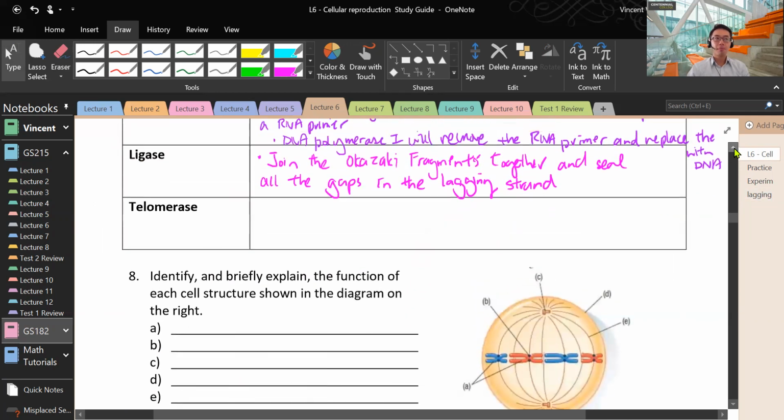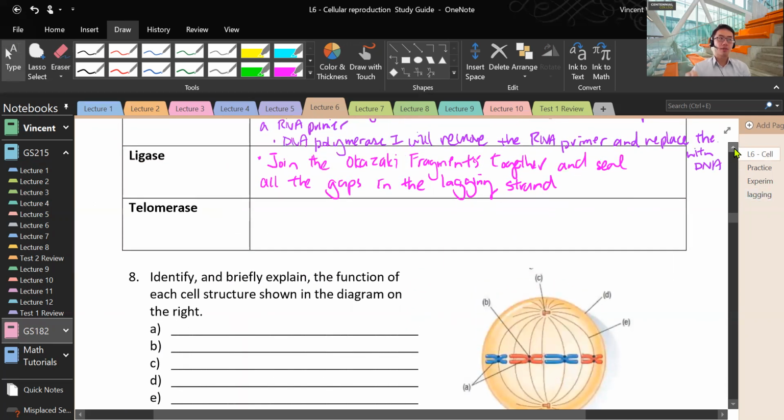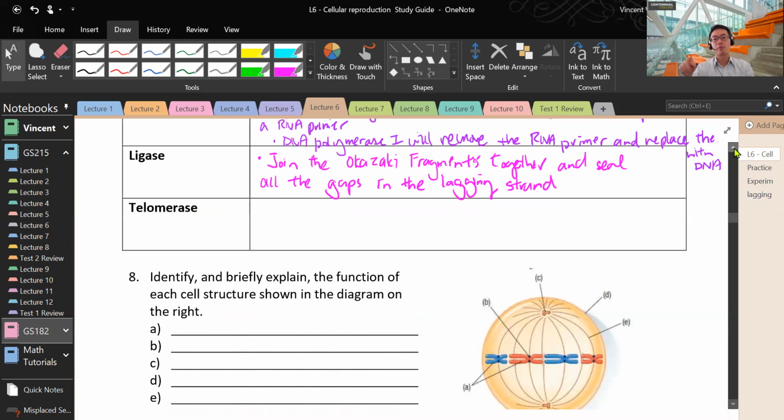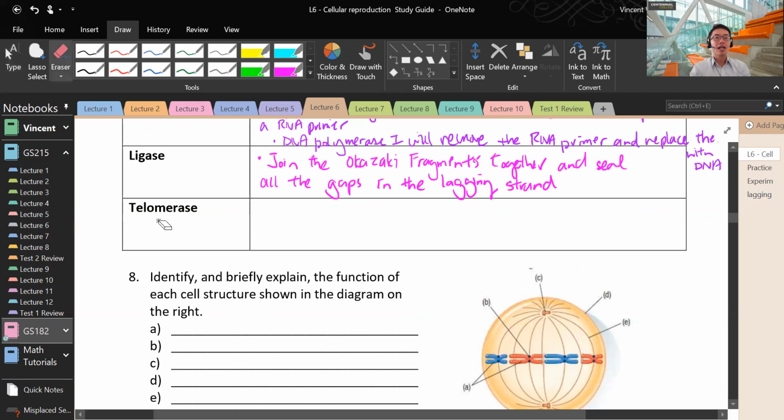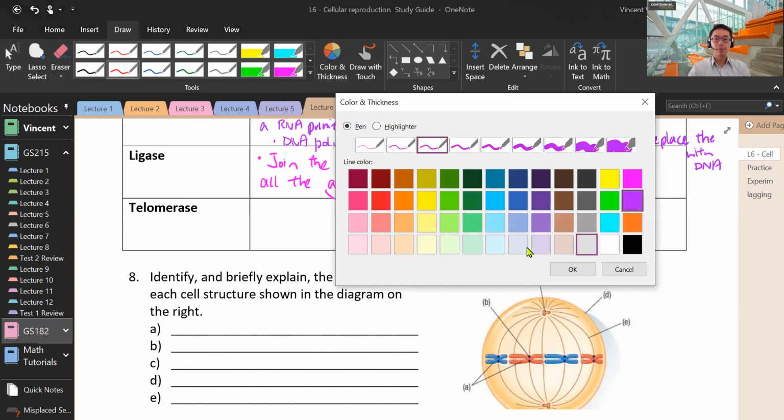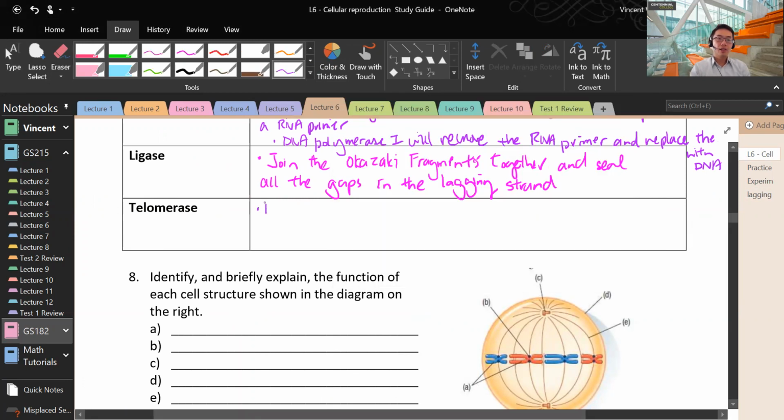Well, in some cells, like germ cells, which are cells that would become sperm or egg in the body, as well as stem cells, there is an enzyme called telomerase. The function of telomerase is to relengthen the telomeres by adding TTAGGG to it.